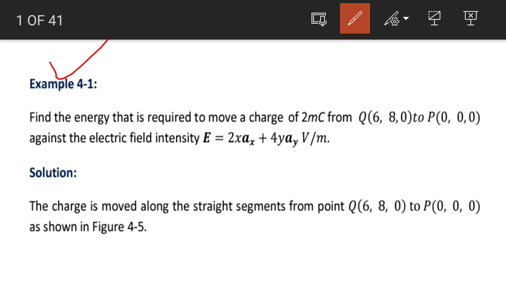So we will move a charge of 2 millicoulomb from point Q to point P against the given electric field intensity, and we shall calculate the total amount of energy which is required to do so.